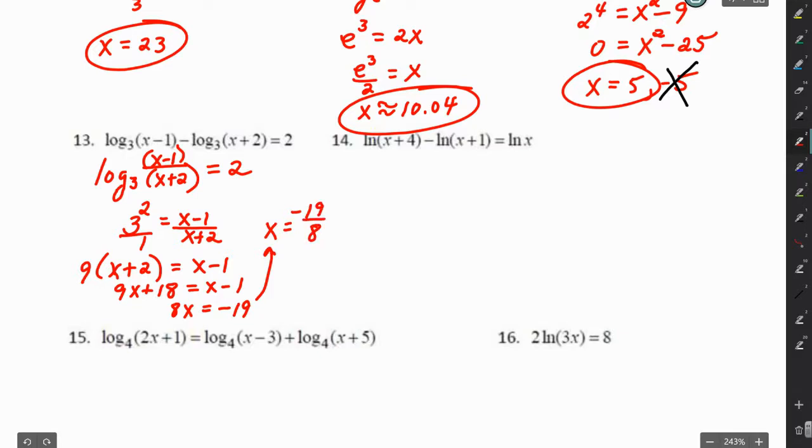If I put negative 19 over 8 here, I can see I'm going to get a negative number. So even though I only got one solution, it can happen where that one solution, even that doesn't work. So this one is no solution. There is no solution.